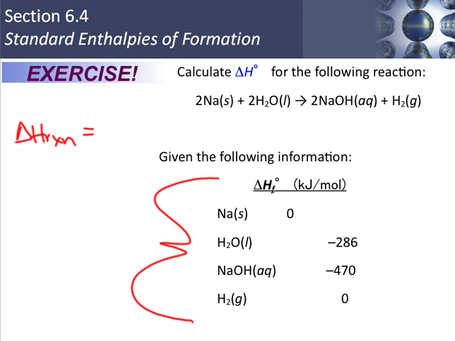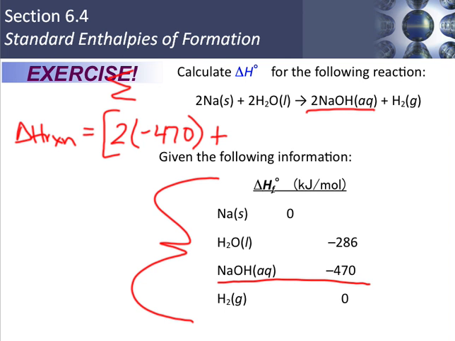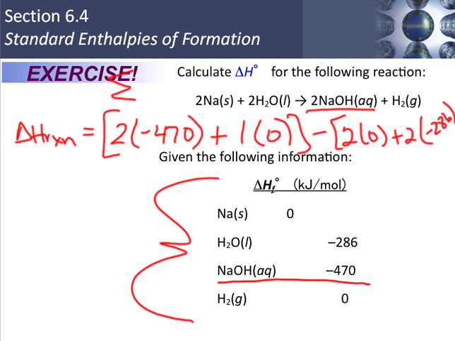So to do products minus reactants, we're going to say the delta H of the full reaction is equal to the sum, that E in the equation on the page before, you know that's sigma for sum, right? The sum of the products. So let's look at our first product. 2 times, what's the heat of formation of NaOH? Negative 470. And it's the sum of those plus 1 times 0. They're being nice. I'm not going to give you the zeros. Free elements are 0. Okay, that's products minus the sum of the reactants. 2 times sodium is 0, plus 2 times water, liquid is negative 286.